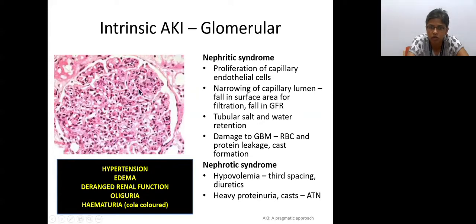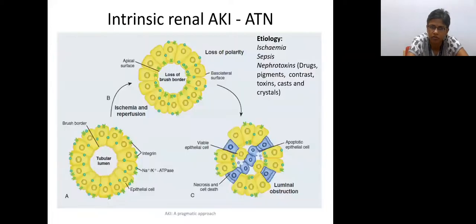The damage to the basement membrane means that RBCs and proteins start leaking into the urine, and this is what we see as casts, RBC casts. All right. Nephrotic syndrome is different. You see a lot of protein leak, and because of severe proteinuria, you would find hypoalbuminemia. Because of hypoalbuminemia, there's a loss of oncotic pressure. Because of a loss of oncotic pressure, there's third spacing of fluid, and this causes intravascular volume depletion. Okay. So the reasons why they cause acute kidney injury are slightly different.